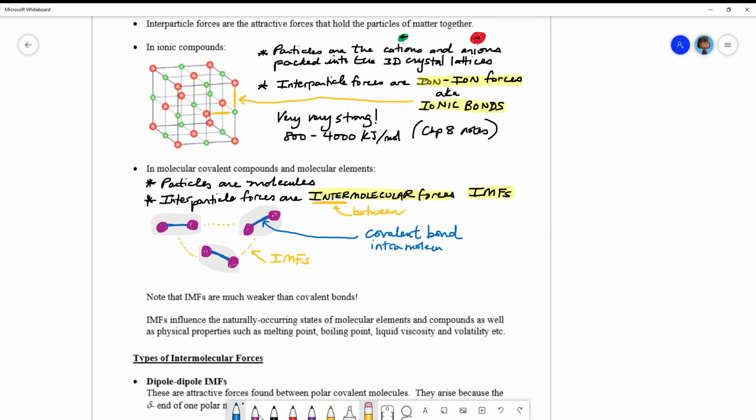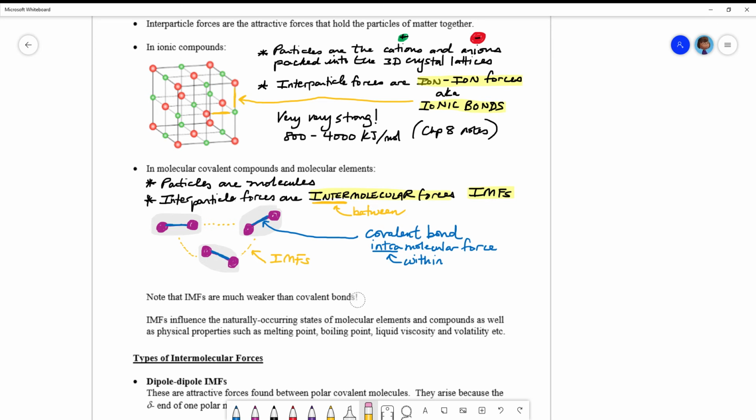Intramolecular force, where the term intra means within. So a covalent bond is a force within the molecule, which holds the atoms together. IMFs, intermolecular forces, occur between the molecules, holding groups of molecules together. Now, I should note here, it even says note, that intermolecular forces are much weaker than covalent bonds.